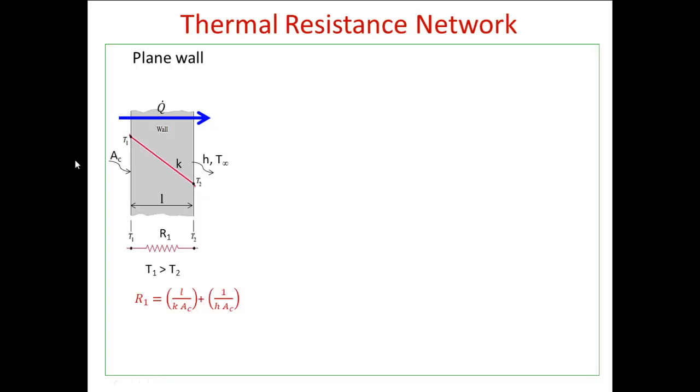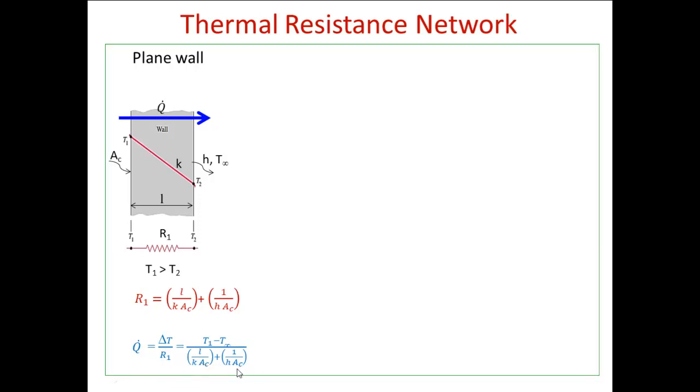The thermal resistance here is by conduction as well as by convection. Therefore, the rate of heat transfer for this case is the total temperature difference, T1 to T infinity, divided by the total resistance offered. This is the conductive resistance and this is the convective resistance.